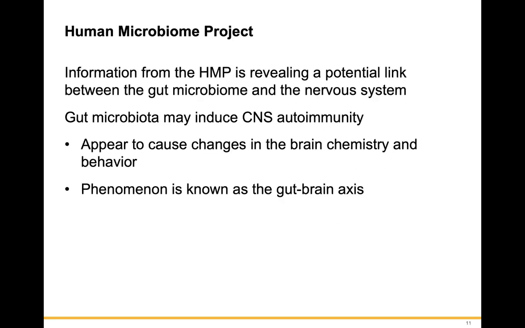Now, information from the Human Microbiome Project is revealing a potential link between the gut microbiome and the nervous system. Gut microbiota may induce central nervous system autoimmunity. It appears to cause changes in brain chemistry and behavior, and this is a phenomenon that's known as the gut-brain axis.